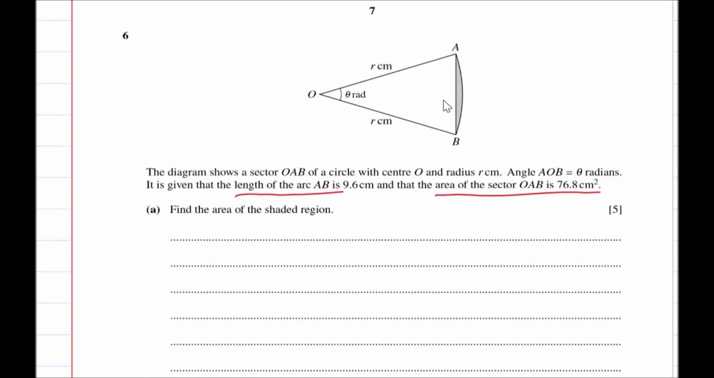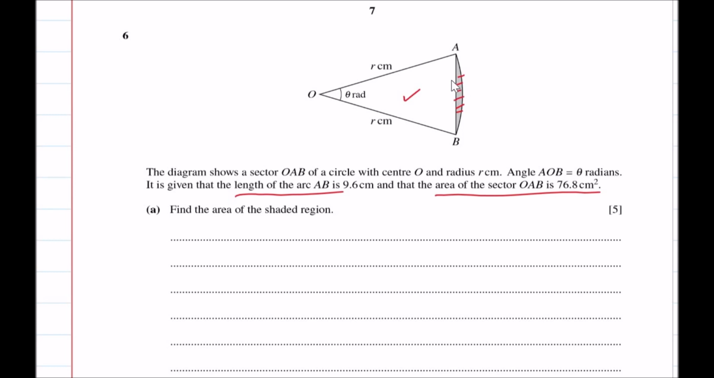To find the area of the shaded region, what we can do is find the area of the sector, which is already given, and then subtract the area of this triangle OAB, and that will give us this shaded area, right?